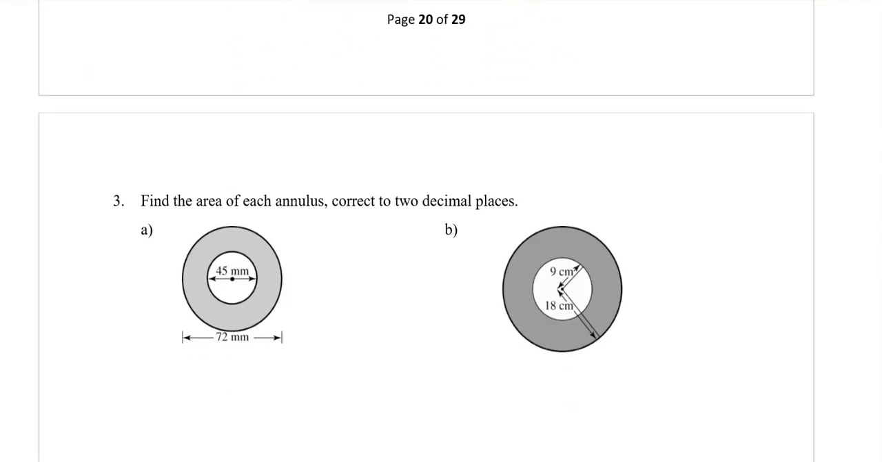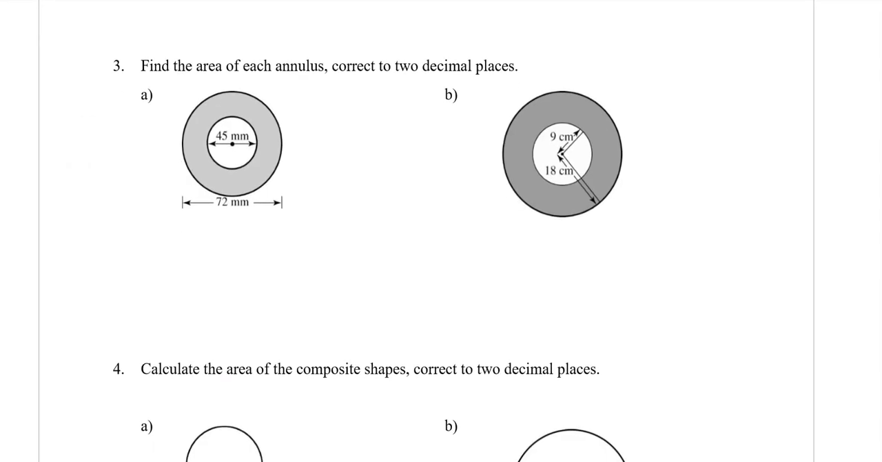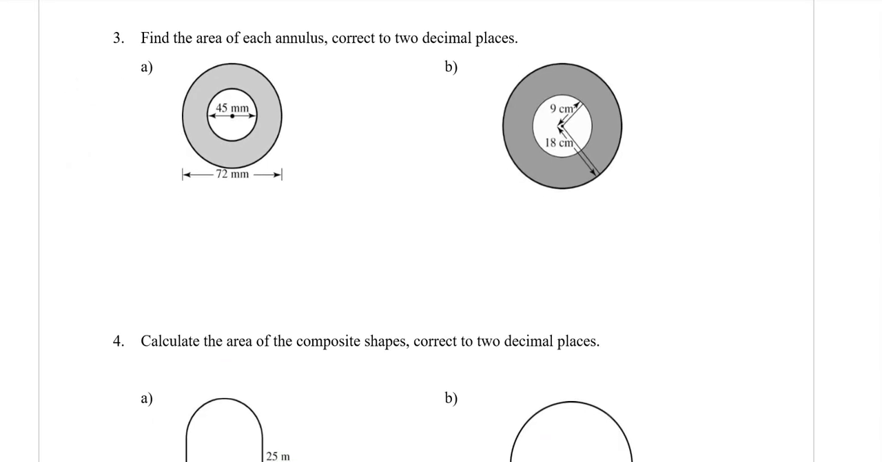Question 3. We want to find the area of each annulus. Now, the formula that we're going to use for the area of an annulus, it doesn't really matter if you use the other one, you'll get the same result, but I'm going to use pi bracket, big radius squared minus little radius squared. So they do need to be a radius though.